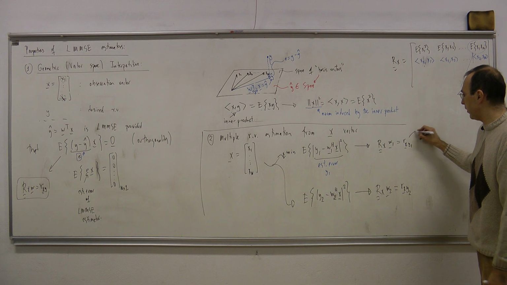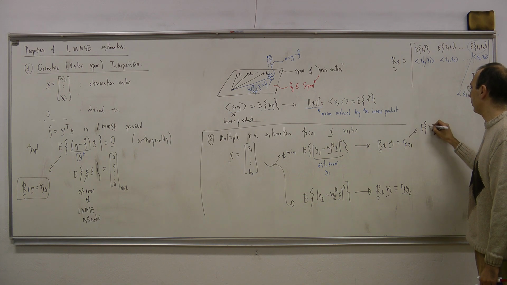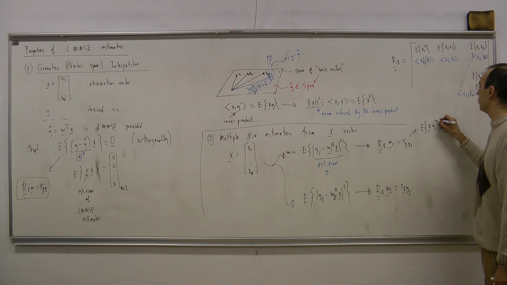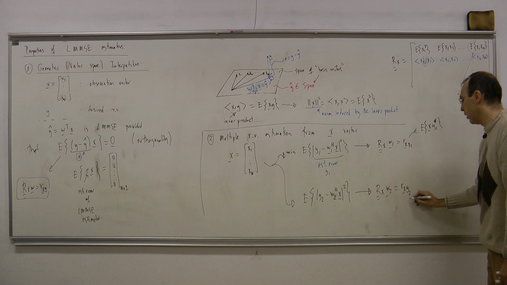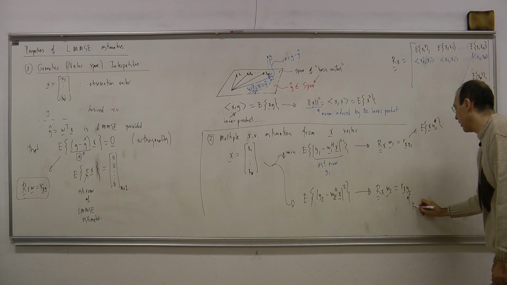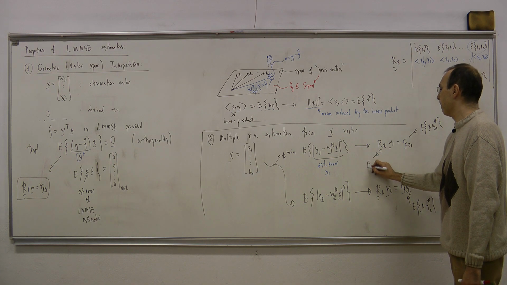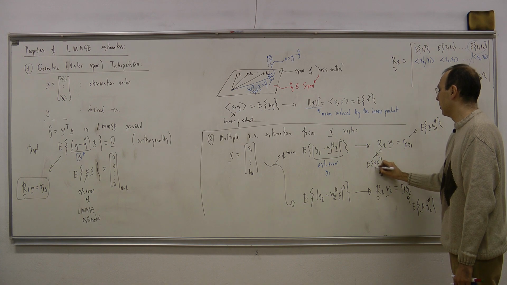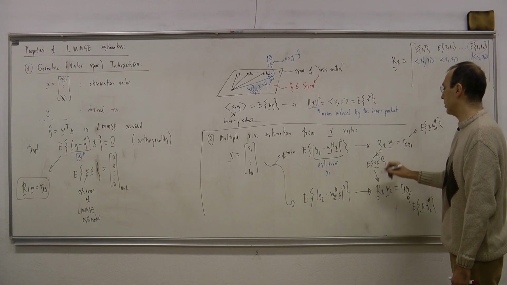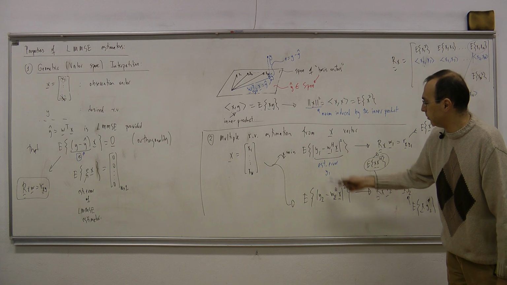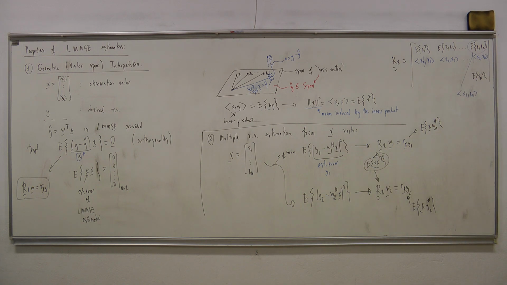So let me define what this is. This is expected value of x times y1 conjugate. This is expected value of x vector times y2 conjugate, and this is expected value of x Hermitian, which is the same. Both of them are the same. Okay, that is it. Now, if I can find these two optimal W1 and W2, I am done.